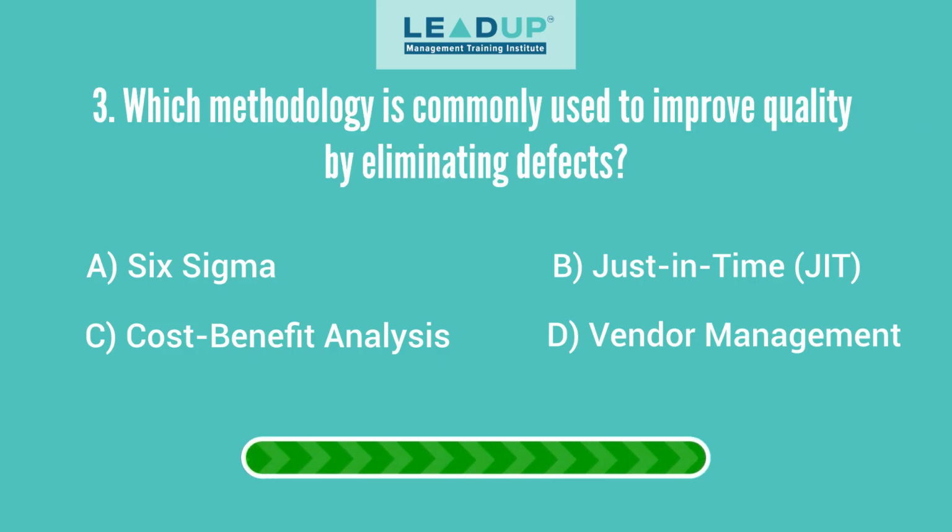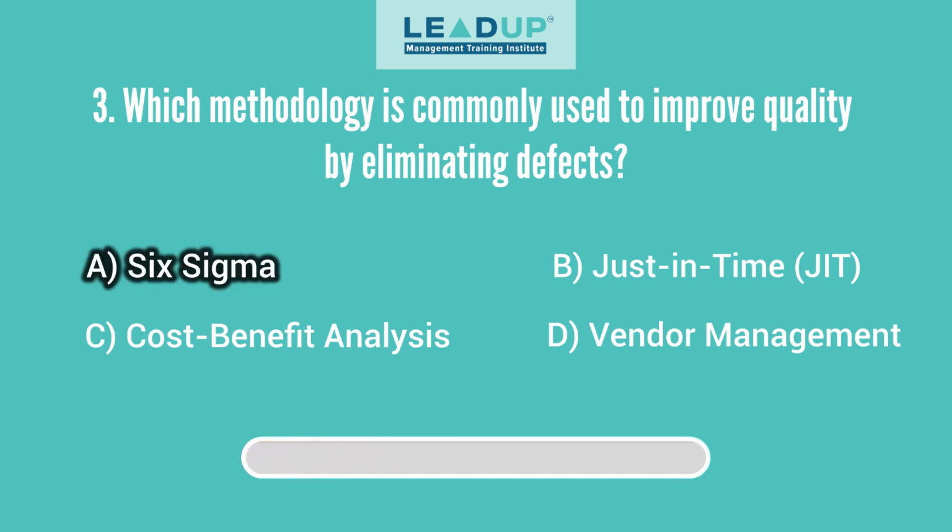Question 3. Which methodology is commonly used to improve quality by eliminating defects? A. Six Sigma, B. Just-in-time, JIT, C. Cost-benefit analysis, and D. Vendor management. The answer is Six Sigma.